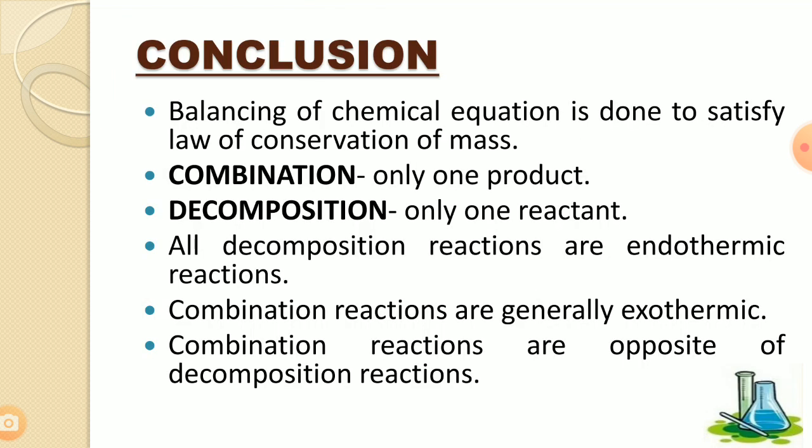Now we come to the conclusion of this chapter. Balancing of chemical equation is done to satisfy the law of conservation of mass. In combination reaction, we can see only one product is there, so it is very easy to identify. In decomposition reaction, we have only one reactant, so it is also very easy to identify. All decomposition reactions are endothermic reactions. Combination reactions are generally exothermic. Combination reactions are opposite of decomposition reactions.